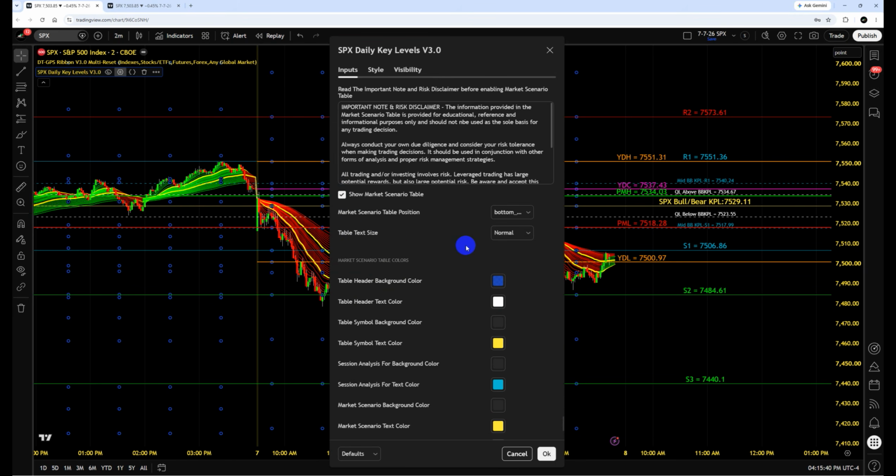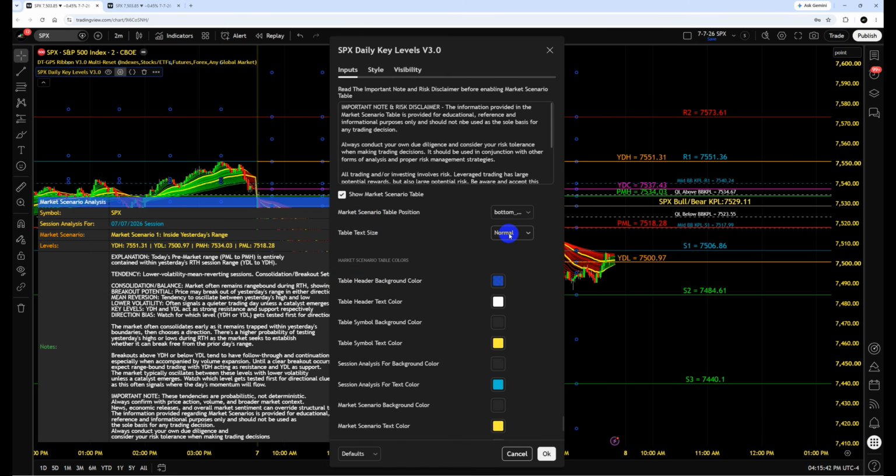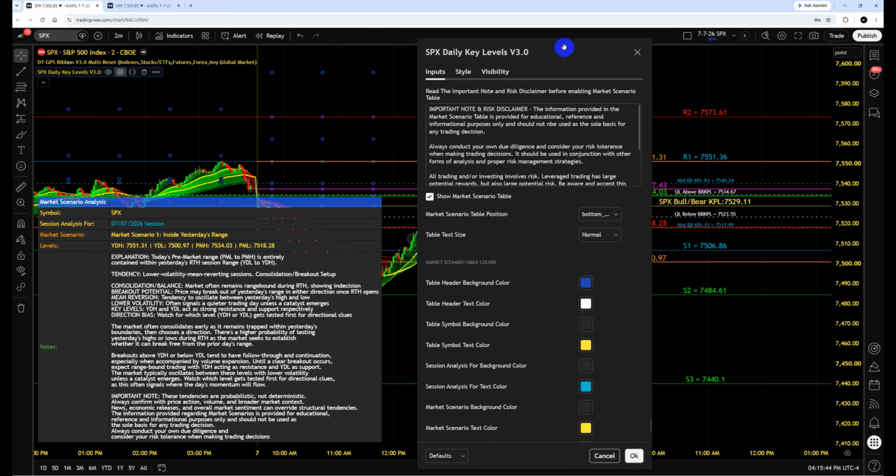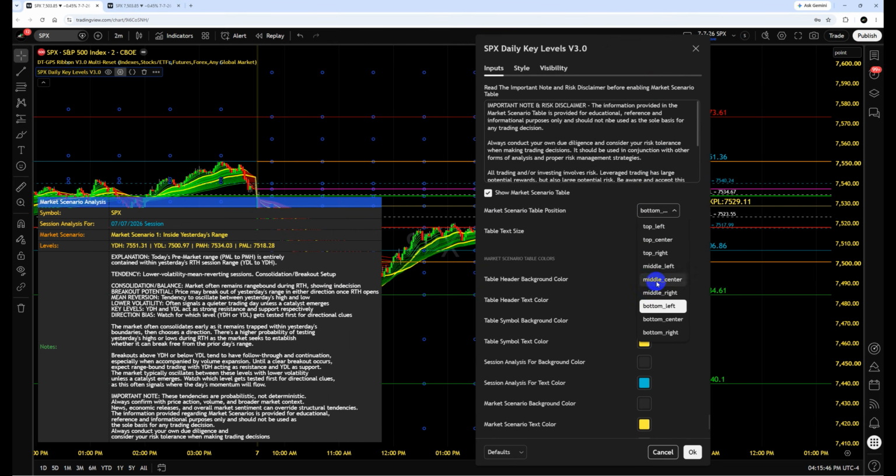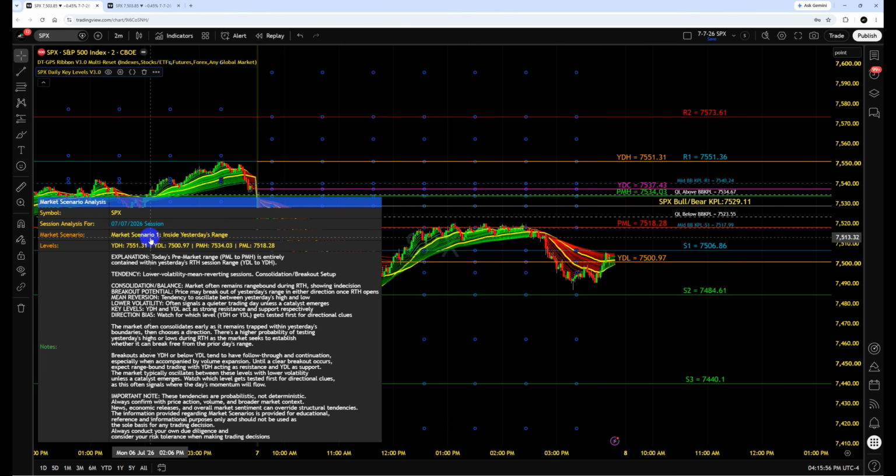Show market scenario table. It is kind of large to begin with. It is on normal. You can change where you'd like it to be on your screen, and you can also change the size to make it smaller or larger. So this gives you today's market scenario. There's only 6 different market scenarios that SPX can be in. This is market scenario 1 inside yesterday's range. Gives you an explanation, tendencies, also gives you key characteristics, what to look out for.